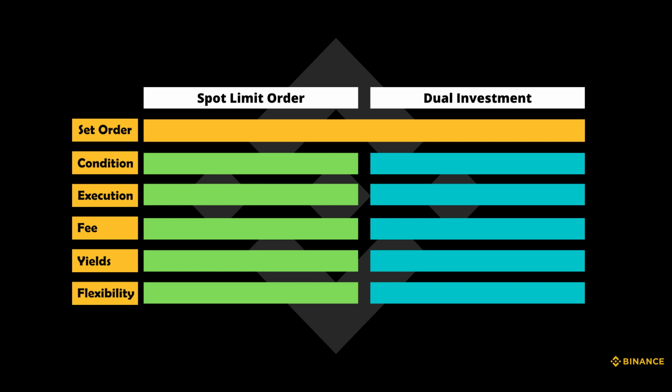Under set order, both set limit orders to buy or sell. Under condition, the spot limit order executes when the market price reaches the limit price. On the other hand, for dual investment, under the up and exercised investment, you sell high when the market price is greater than or equal to the target or limit price, and under the down and exercised investment, you buy low when the market price is less than the target or limit price.